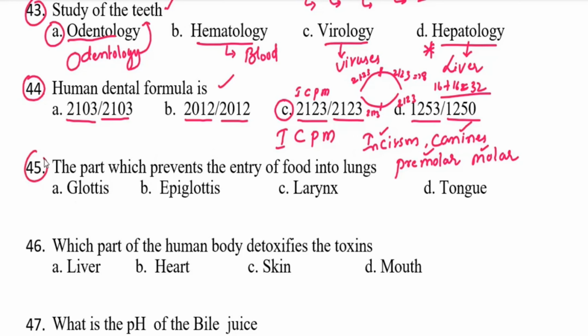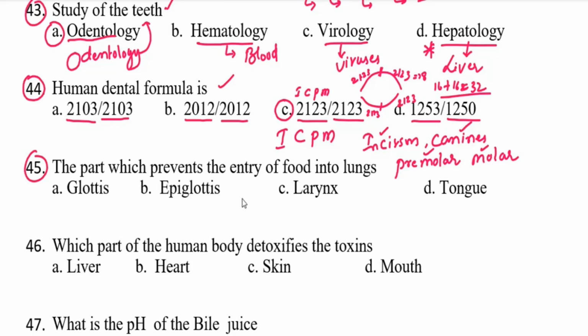Coming to the 45th question, the part which prevents the entry of food into the lungs. The end part of the mouth gives access to both air and food. Air only enters into the lungs, not the esophagus. When we eat, food only enters the esophagus to the stomach, not the lungs. This function is done by which part of the human body?